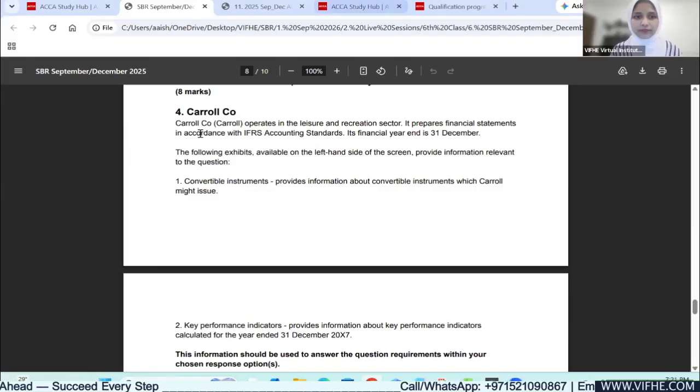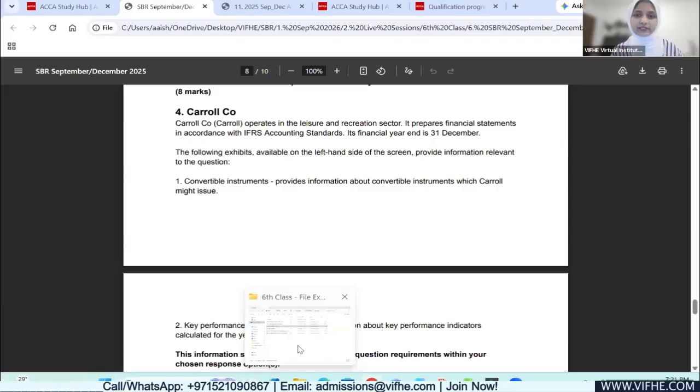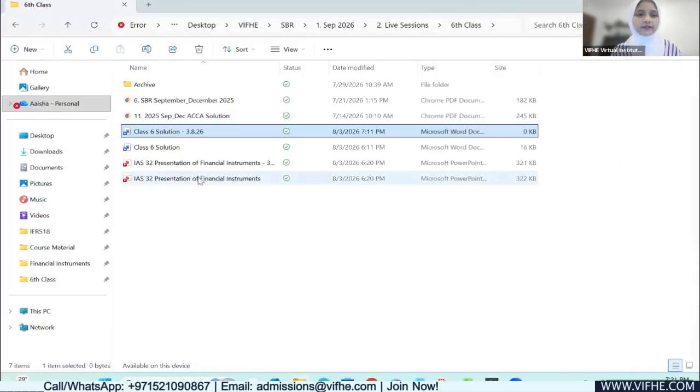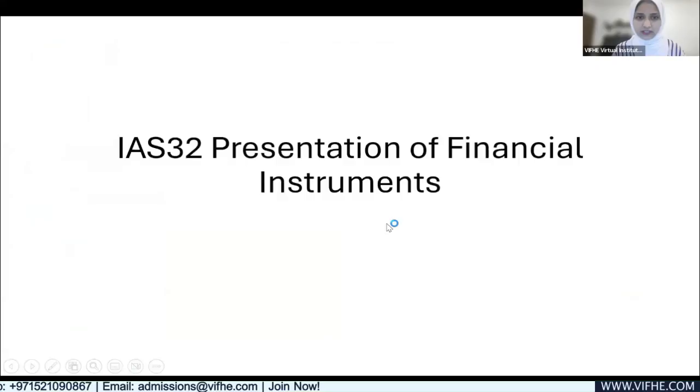So coming to Carol Company, I'll read the background, then the requirement that we are going to crack. Okay, sorry. Before I go to Carol, the number crunching, you all will get it definitely very easily because it's a follow-on of IFRS 9. But before that, I want to get into the presentation because it has presentation elements.